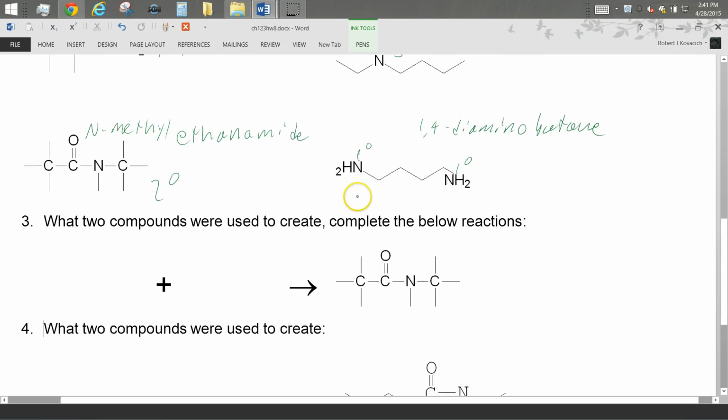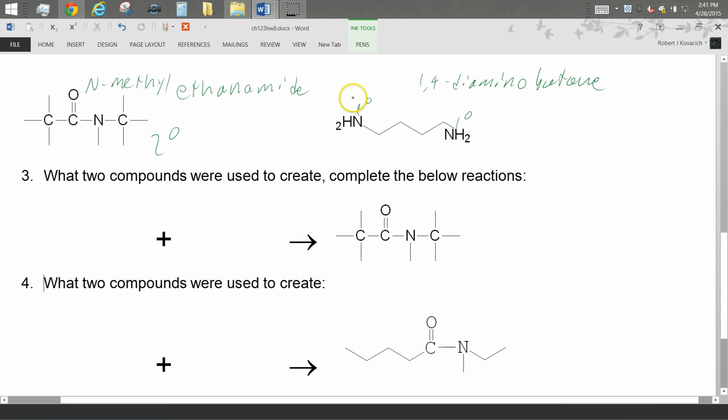All right. What did I need to complete this? Where's the break point on this molecule? Where do I cut it in half? Yeah, right here. Those two pieces didn't used to be connected to each other.